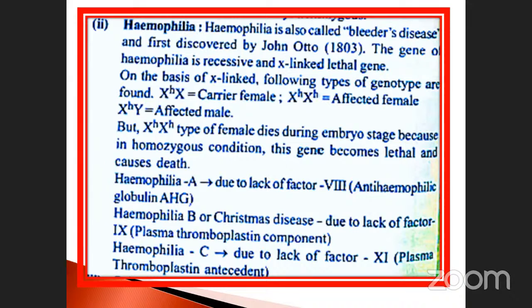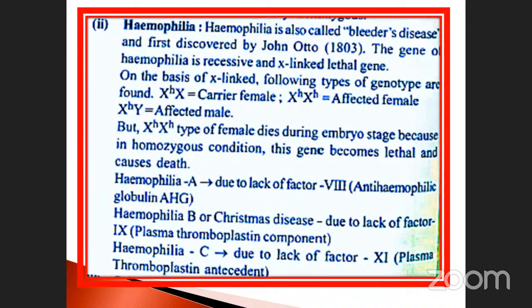The gene of hemophilia is recessive and an X-linked lethal gene. Note it down. Lethal gene means when it is expressed in both the X chromosomes, what happened? It will lead to death. Already we saw it, isn't it? When we were studying the lethal gene, we already studied that when both lethal genes are present, it will lead to death. So hemophilia is a recessive and X-linked lethal gene. Note it down, my dear.